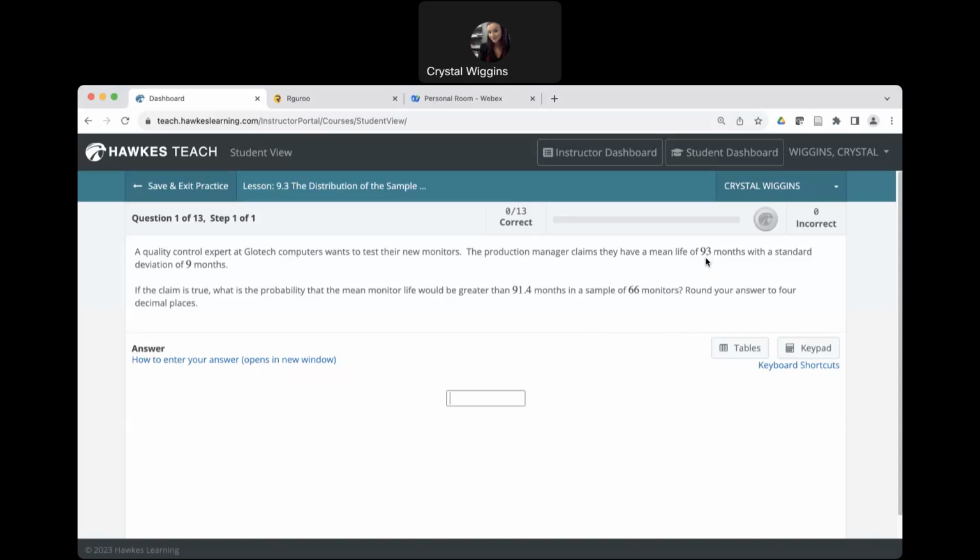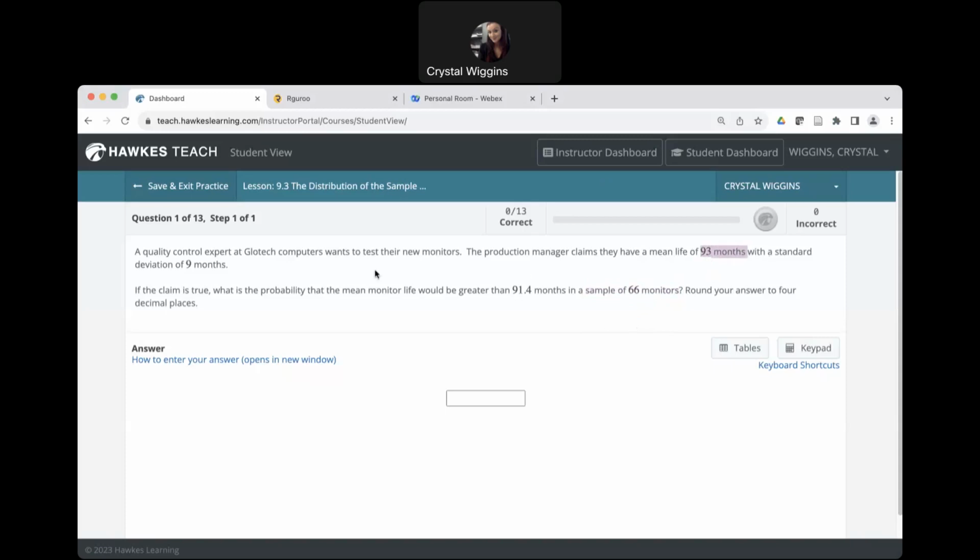We would then need to have the sample size be at least 30 in order for the central limit theorem to be valid. So here they're giving us a sample of 66 monitors. So that meets the criteria of the central limit theorem. And therefore we can state that the average of the sampling distribution will also be 93 months.